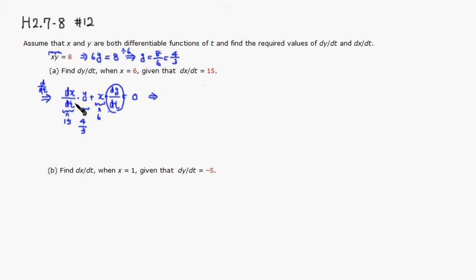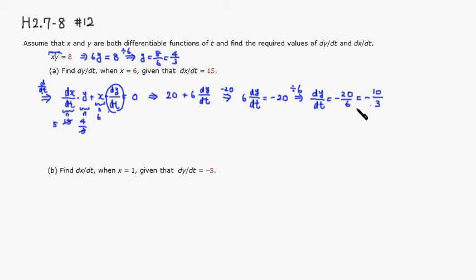All right, so let's plug them all in. We have 15 times 4/3. The 15 and the 3 cancel out, so you get 5. So 5 times 4 is 20. So you have 20 plus x, which is 6, times dy over dt. Then we can just subtract 20 from both sides. So you have 6 dy over dt is equal to negative 20. Then we can divide through by 6 to get dy over dt is equal to negative 20 over 6, but this is the same as dividing top and bottom by 2, so negative 10 over 3.